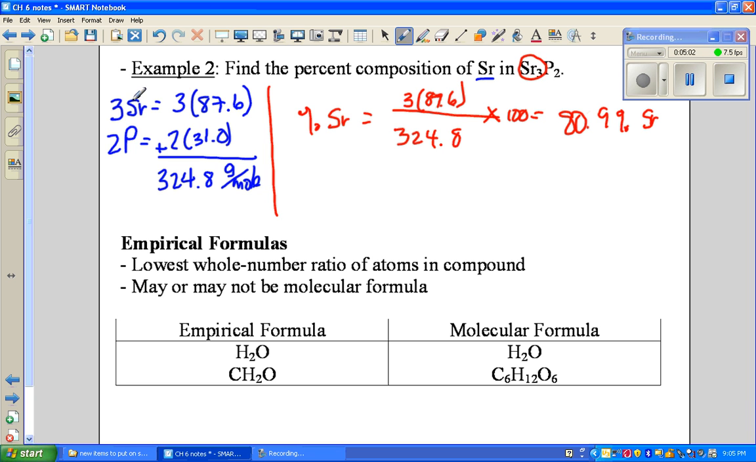So again, remember that however many elements you have in the entire compound, you need to make sure that you put the total mass of that element over the total mass of the compound.